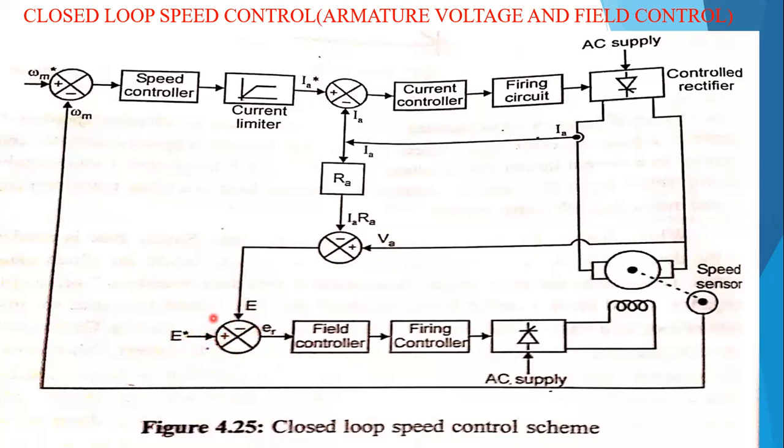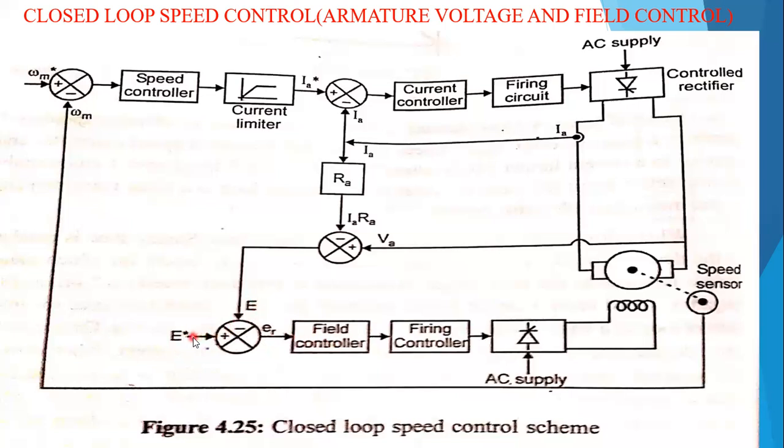85 to 95% of the rated armature voltage. So here, for speeds below base speed, the field controller saturates due to a large value of error. That means E star, the reference back EMF, minus the actual back EMF.